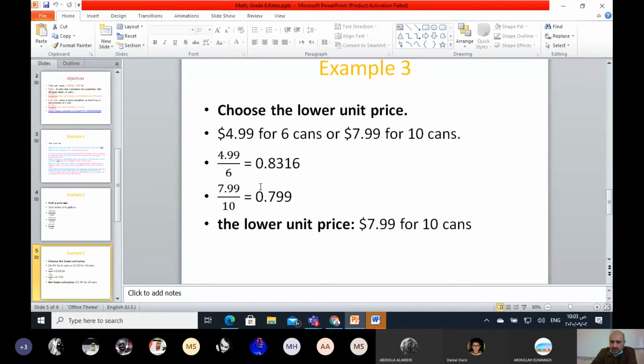Compare now. Here we have 0, 0, the same value. Here we have the point. Then here we have 8, here we have 7. 7 is less than 8. So this price is the lower. So the best offer is the second sentence. The lower unit price is the better for us: 7.99 for 10 cans. So this is our lesson today.